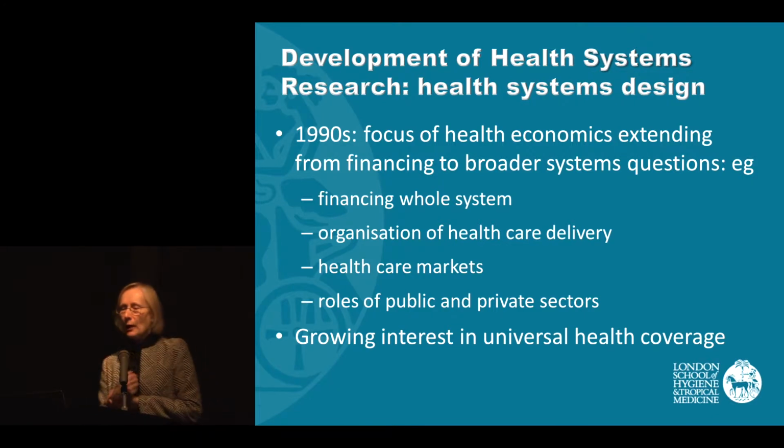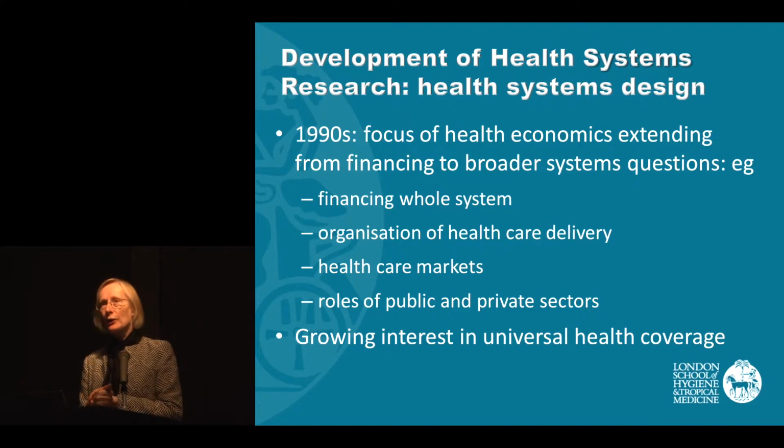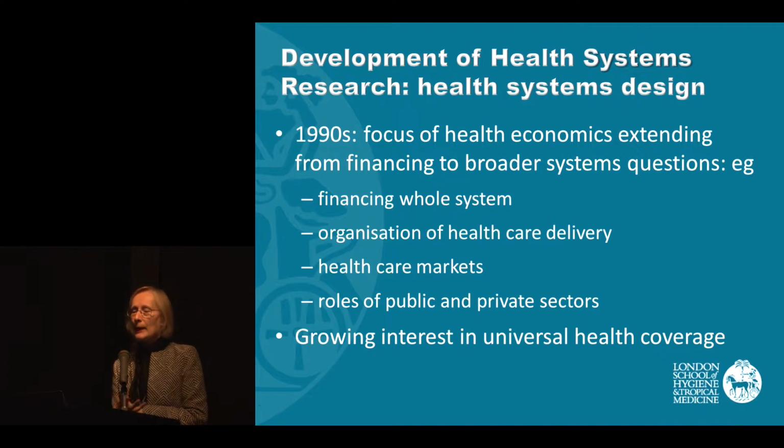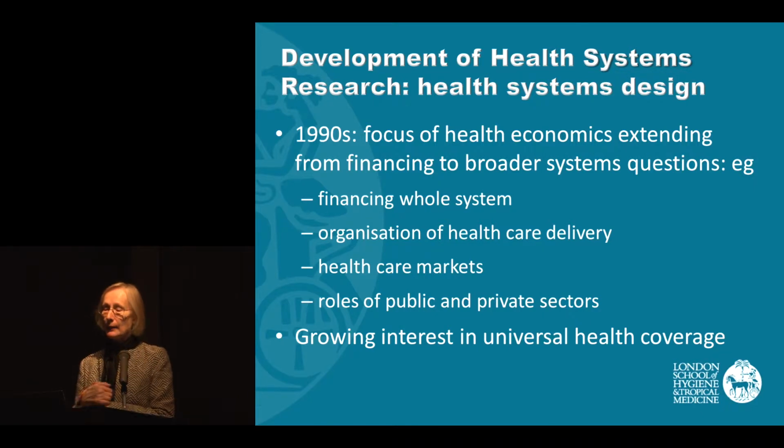So then moving on beyond financing, and indeed by the 1990s, the focus of health economics was extending from financing to broader systems questions. For example, how to finance the whole system. A health system isn't financed from just one source of money. Any country has a mix of different sources, whether insurance, general tax, user fees, and so on. Examining also issues of the organization of healthcare delivery, the operation of healthcare markets, and the roles of public and private sectors. And indeed, in the 1990s, there was growing interest in universal health coverage.